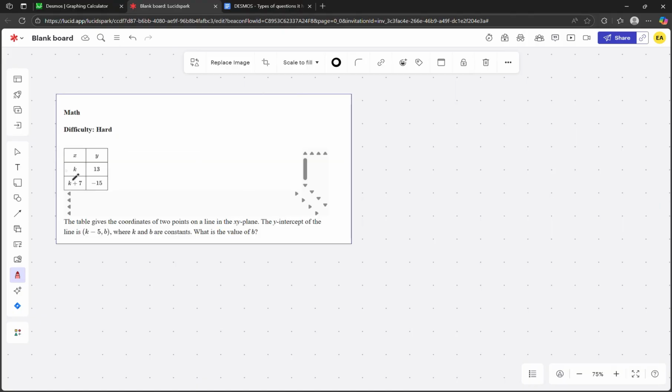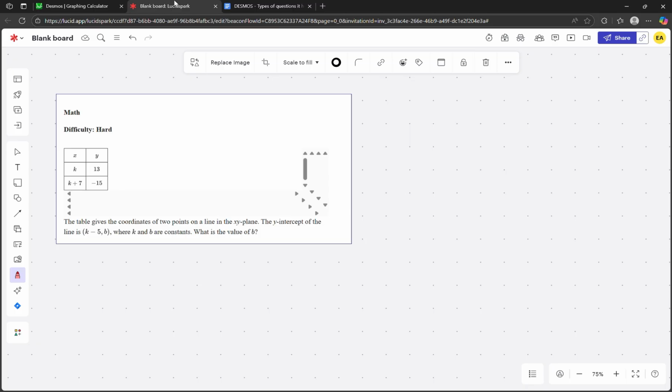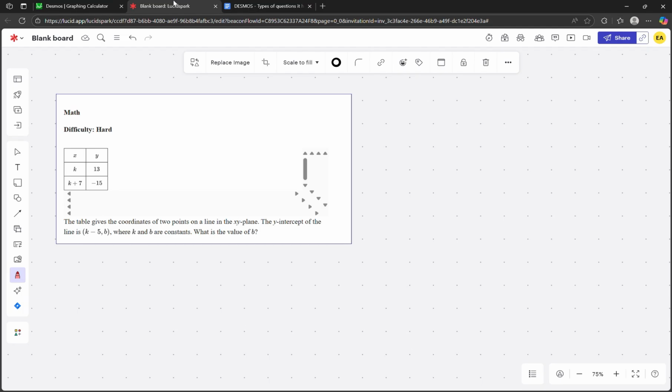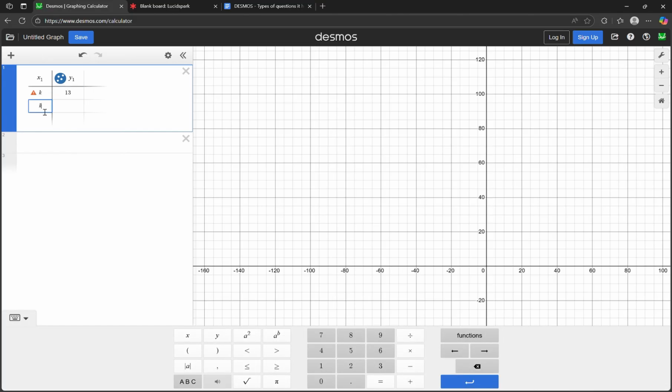Okay, here's our next problem. So whenever you get a table problem, you're literally going to plug in the table into Desmos. So we're going to do that now. Just go to plus, table, right? And then let's see, k is 213. And then we know that k plus 7 is -15. So k plus 7 and then -15.